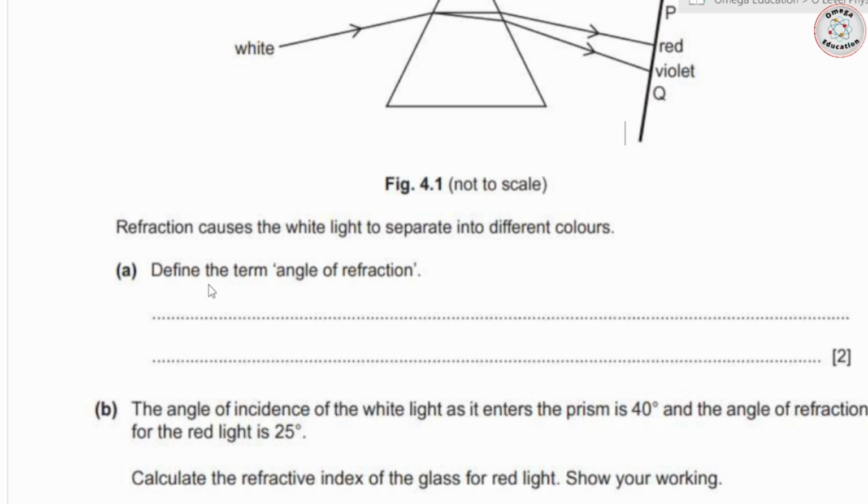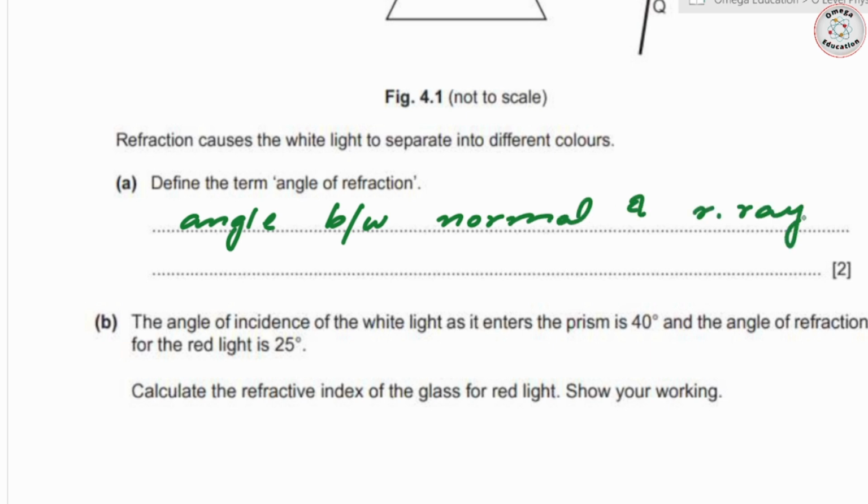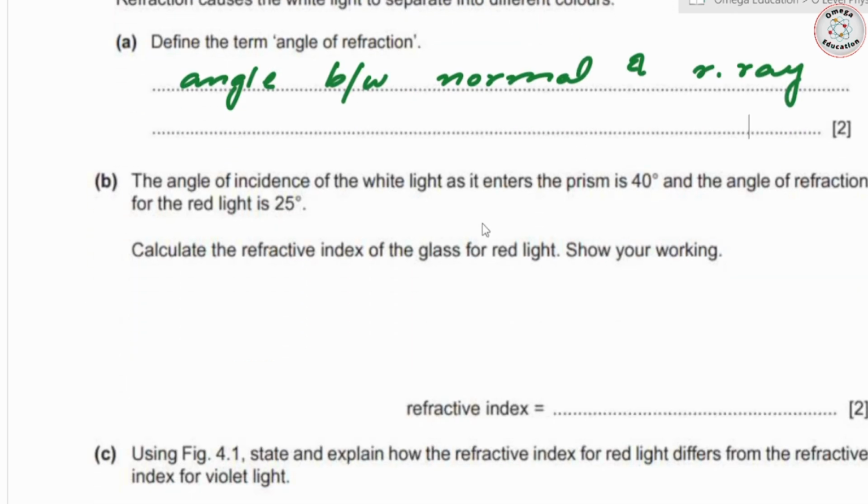The first part is: describe the term angle of refraction. So this is the angle between normal and refracted ray. I'm just writing in the short forms. You better listen to the definitions, or you can write from these short forms as well. Refracted ray, not reflected ray, refracted ray.